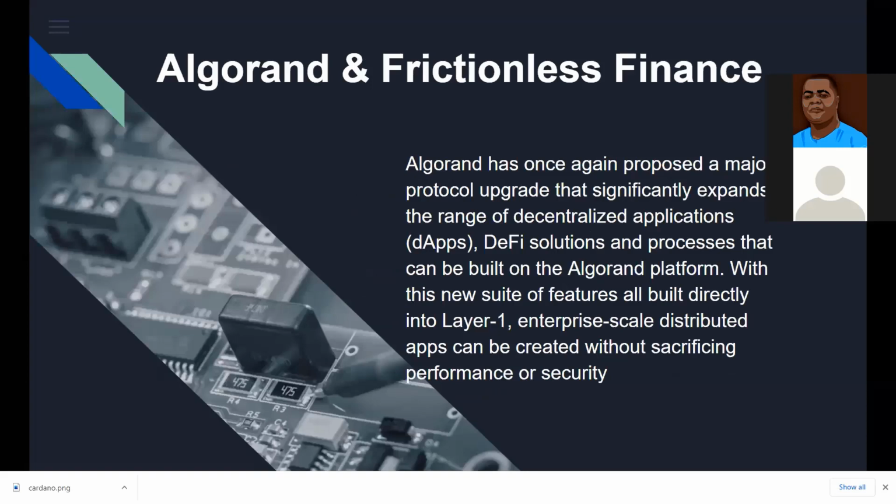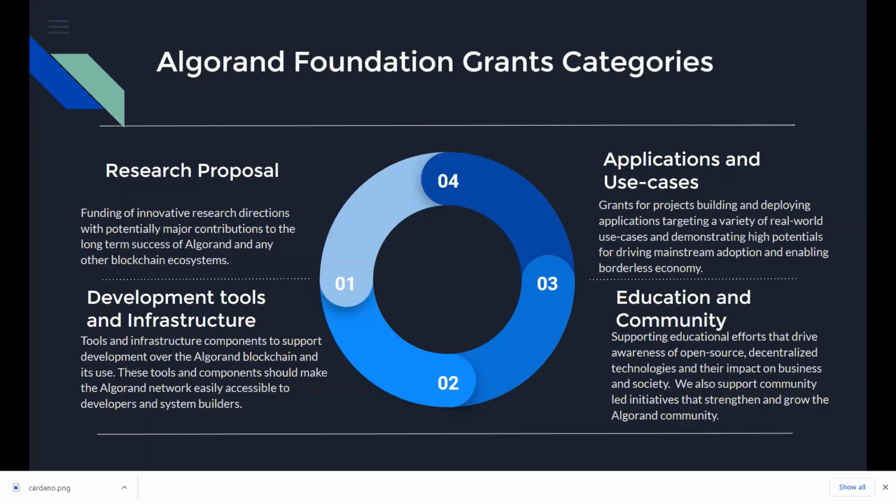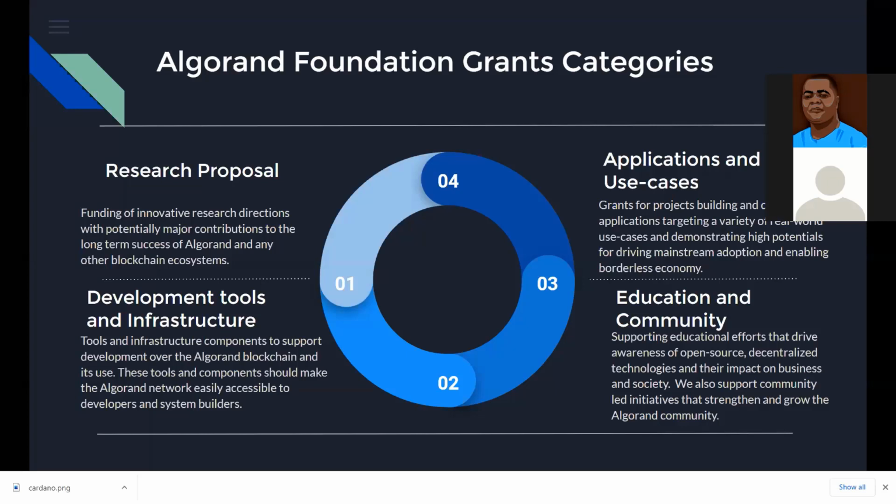Then I explained how there is a 125 million Algo grant on the Algorand Foundation, which is divided into 4 different categories, right? We have the research proposal, we have development tools and infrastructure, we have applications and use cases, and then education and community. Once you are able to bring up solutions in any of these ecosystems, and you can prove that your solution can allow for mainstream adoption of blockchain, no matter where you are, Algorand Foundation is here to fund you to bring up that solution to the world.